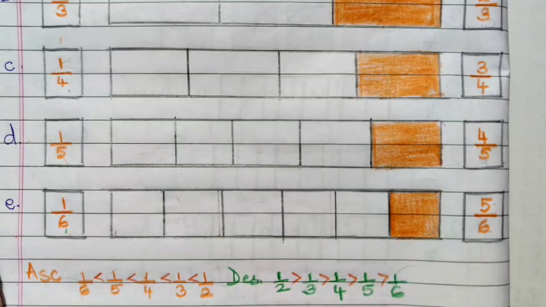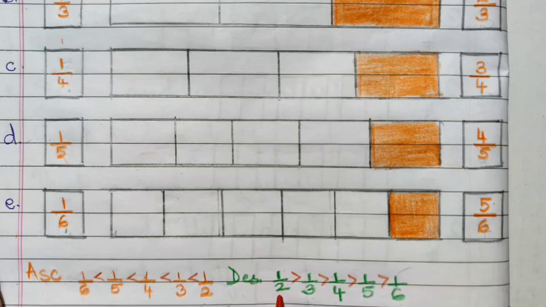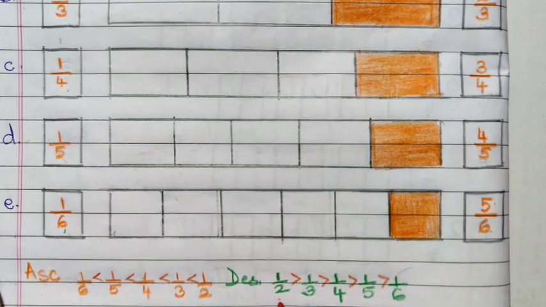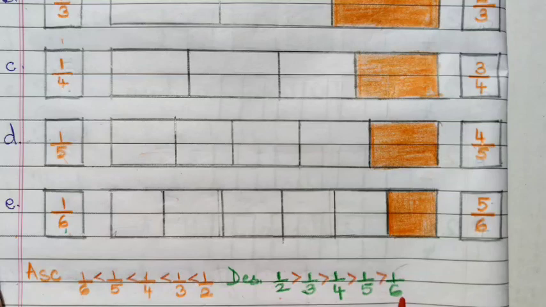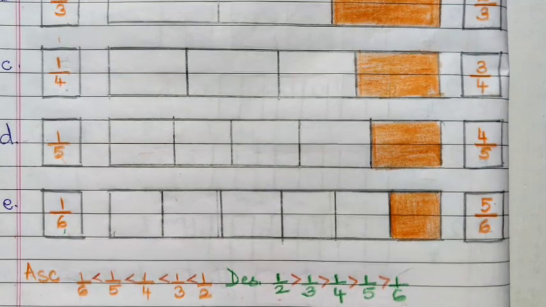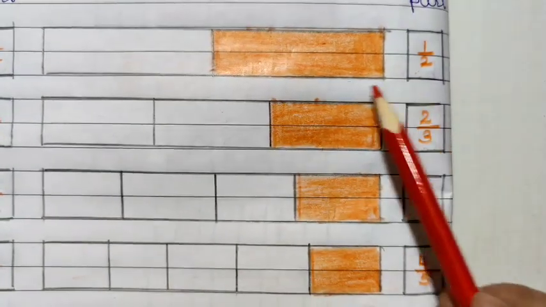So, what do you notice? That the smallest denominator is greater. Okay? The smallest denominator is greater. And for the opposite, what will happen? As the denominator increases, the fraction becomes smaller. As the denominator increases, like how we did over here, you can see the denominator.